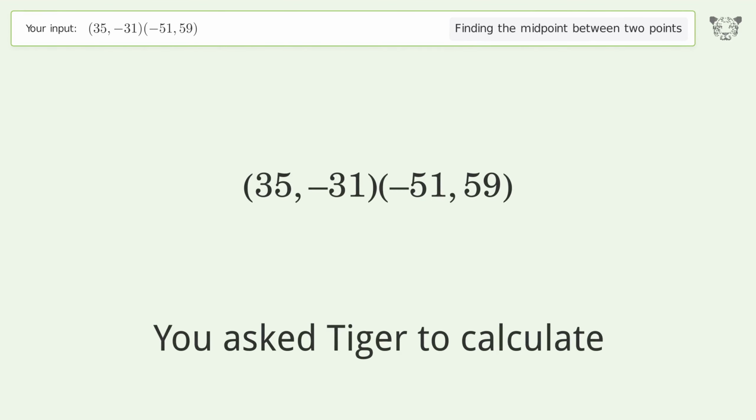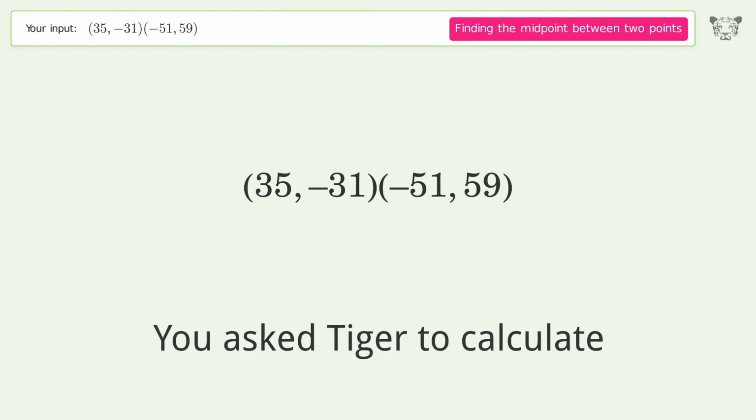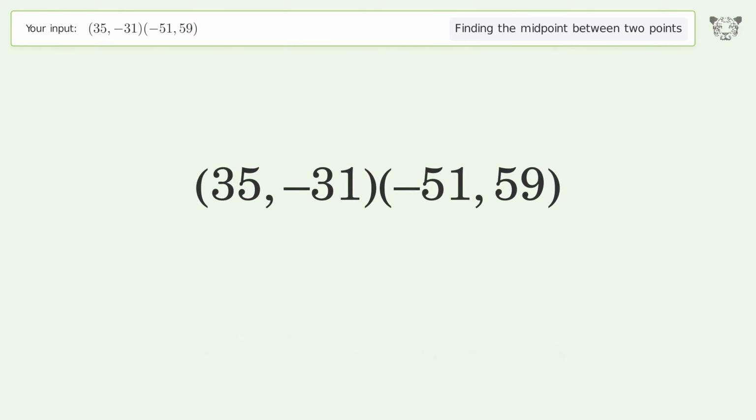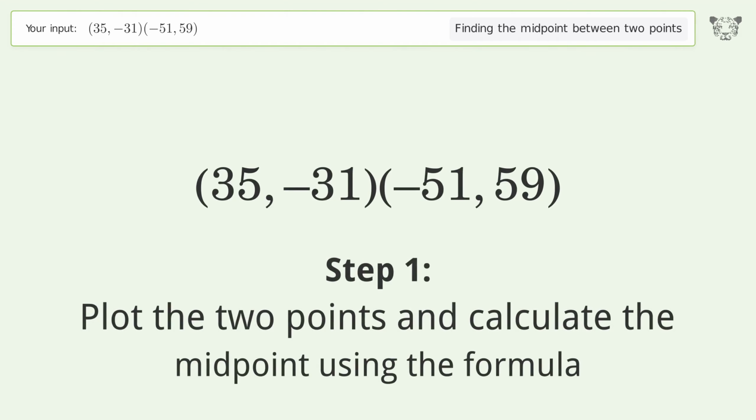You ask Tiger to calculate. This deals with finding the midpoint between 2 points. The midpoint between the 2 points is -8, 14. Let's solve it step by step. Plot the 2 points and calculate the midpoint using the formula.